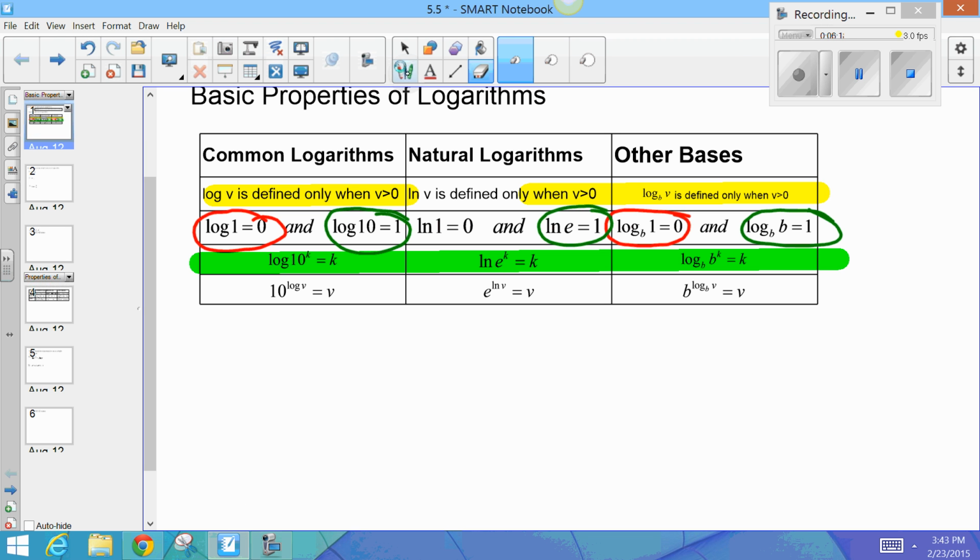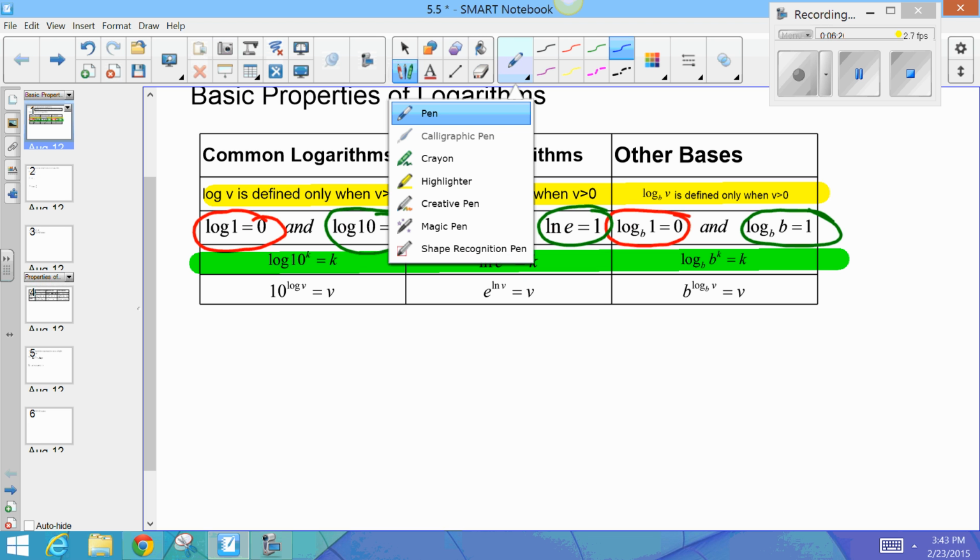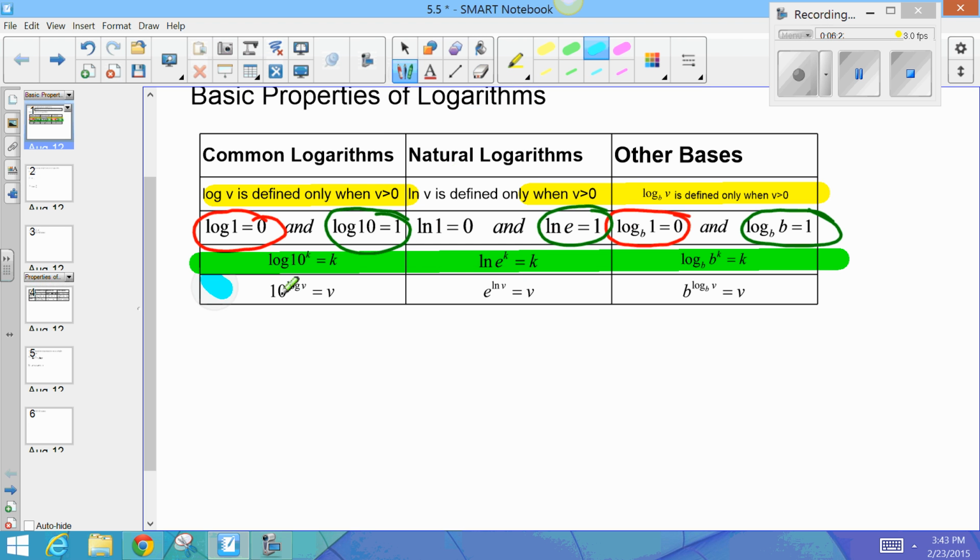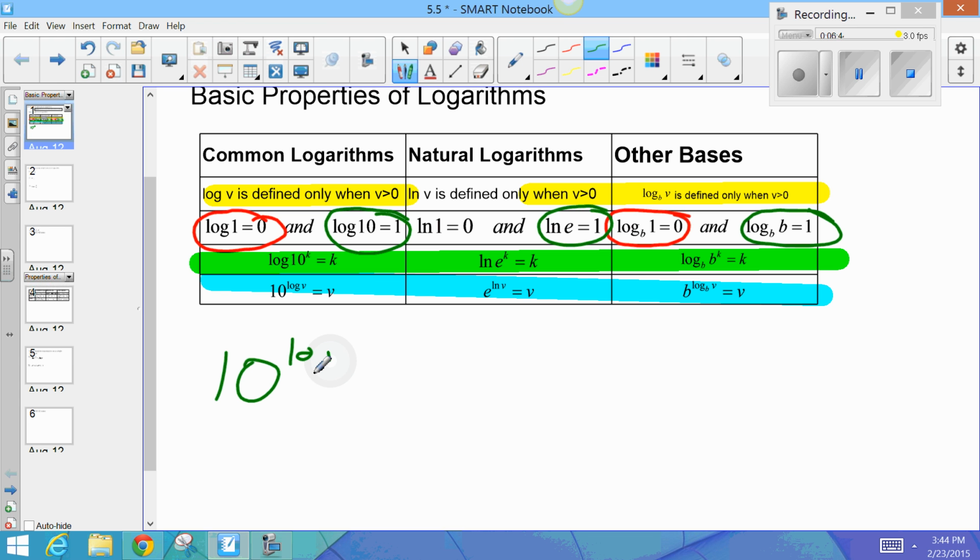Now the last line. For the last line, it's exactly the same as the line before it, only in reverse. Now I've got 10 to the power of log base 10. These parts are inverses of each other, so whatever is in the exponent is the answer. Again, that's true for everything on that blue line.